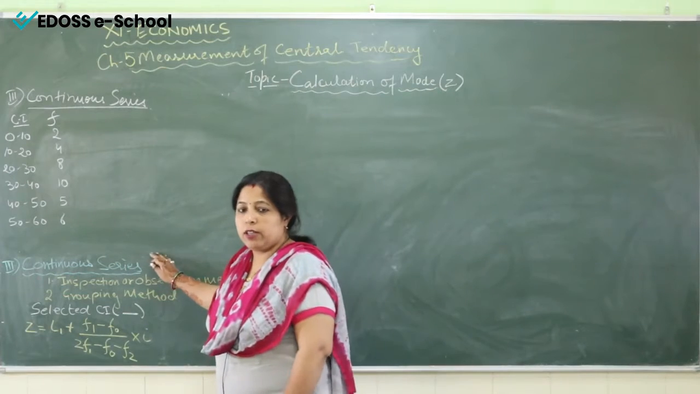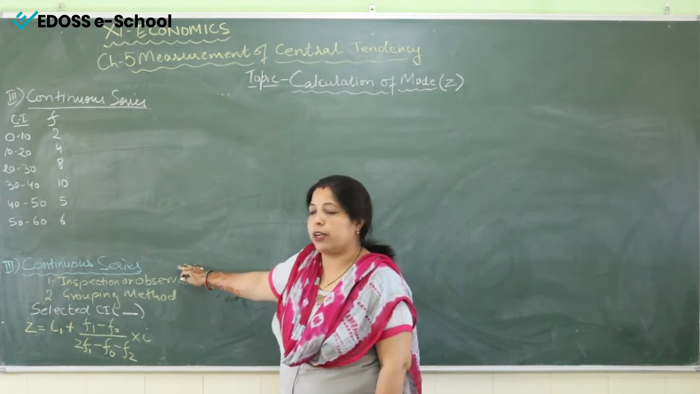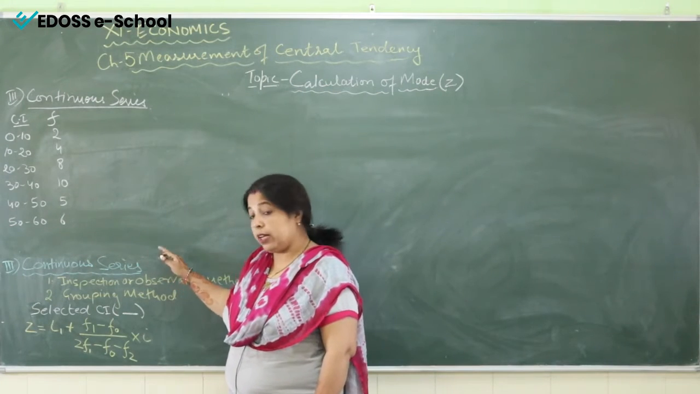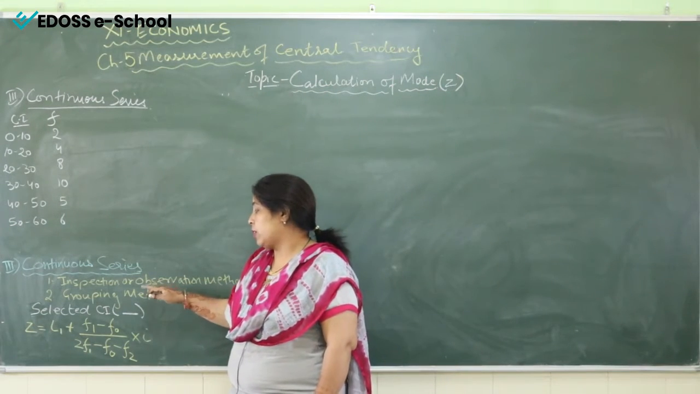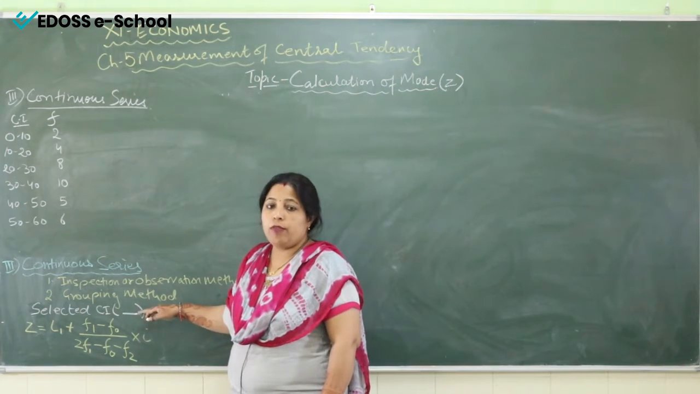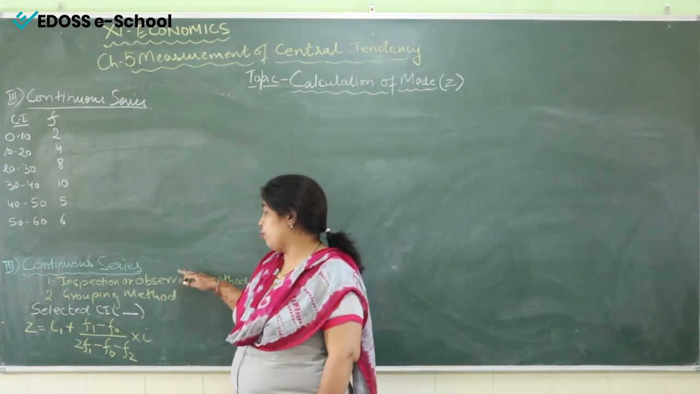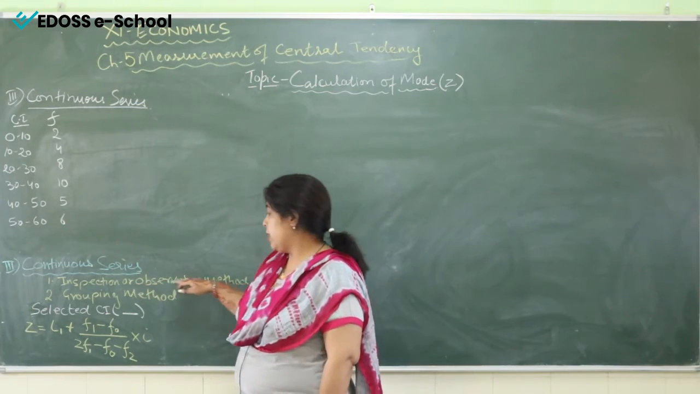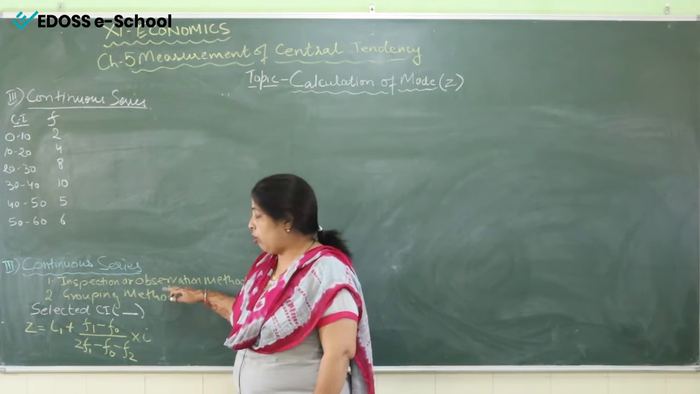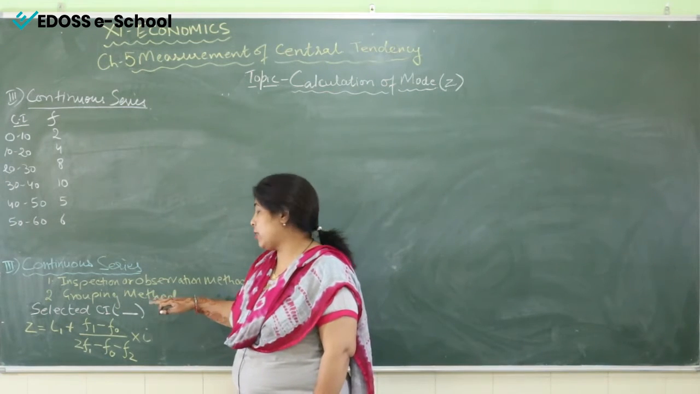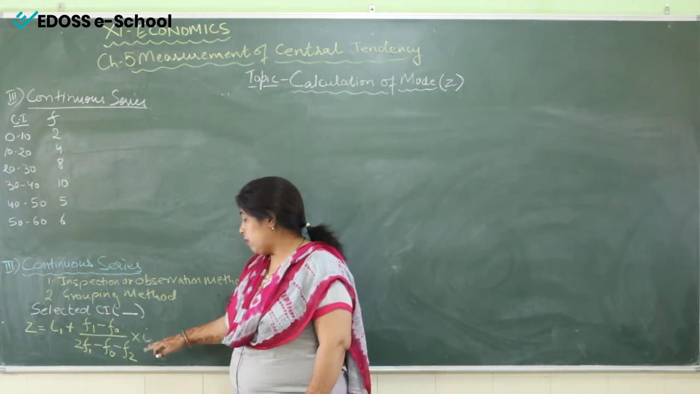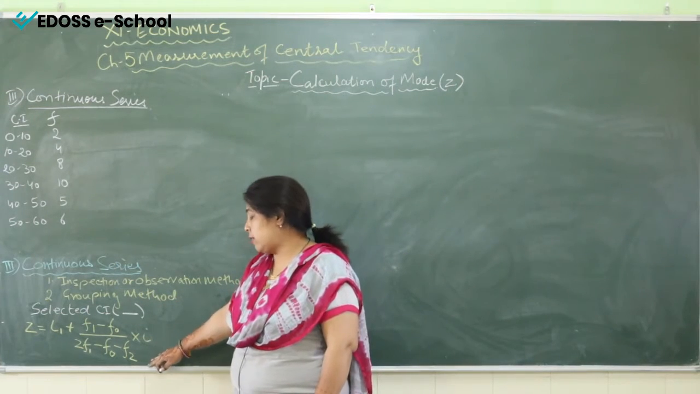Now we are going to take how to calculate mode from continuous series. As I told you earlier, in continuous series, we are going to select class interval. And for selecting class interval, we are going to use these two methods. We can use any one method out of them. First is inspection or observation method. Second is grouping method. After the class interval is selected, then we use the formula, that is this one.